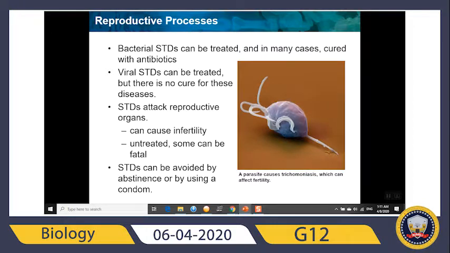This is a parasite that causes trichomoniasis, which can affect fertility.